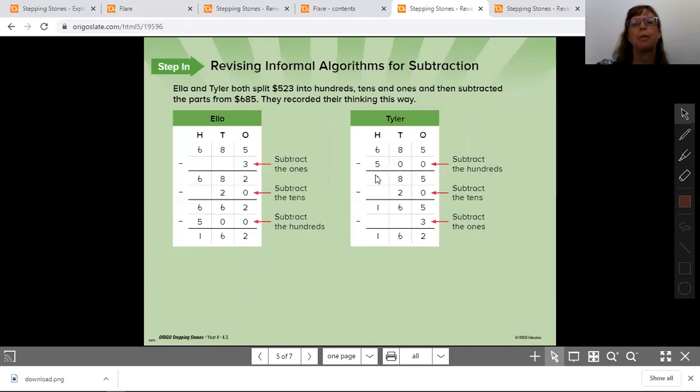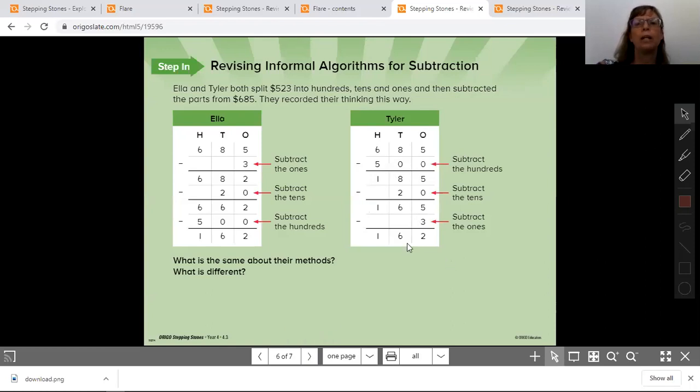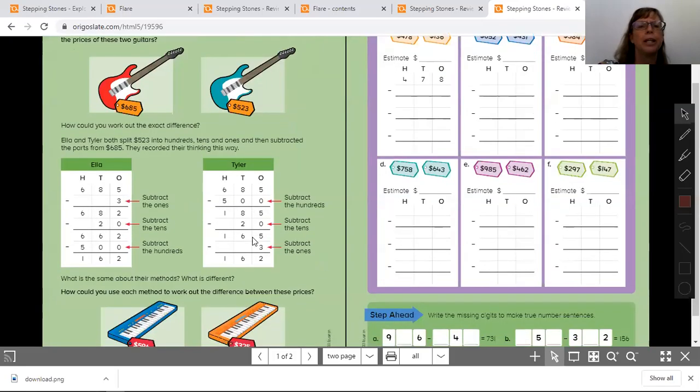Okay, and here's the same problem being done a different way. Ello and Tyler did it a different way. This one started with the 500 and took away the 500 to get it to 185. Then Tyler took away the 20 to get it to 165, and then they took away the 3. Still getting the same answer. Okay, so this time when we look at what that looks like, I just want to show you in our workbooks. Okay, so we've got that working out shown down here. All right, you could use this one here to have a try.